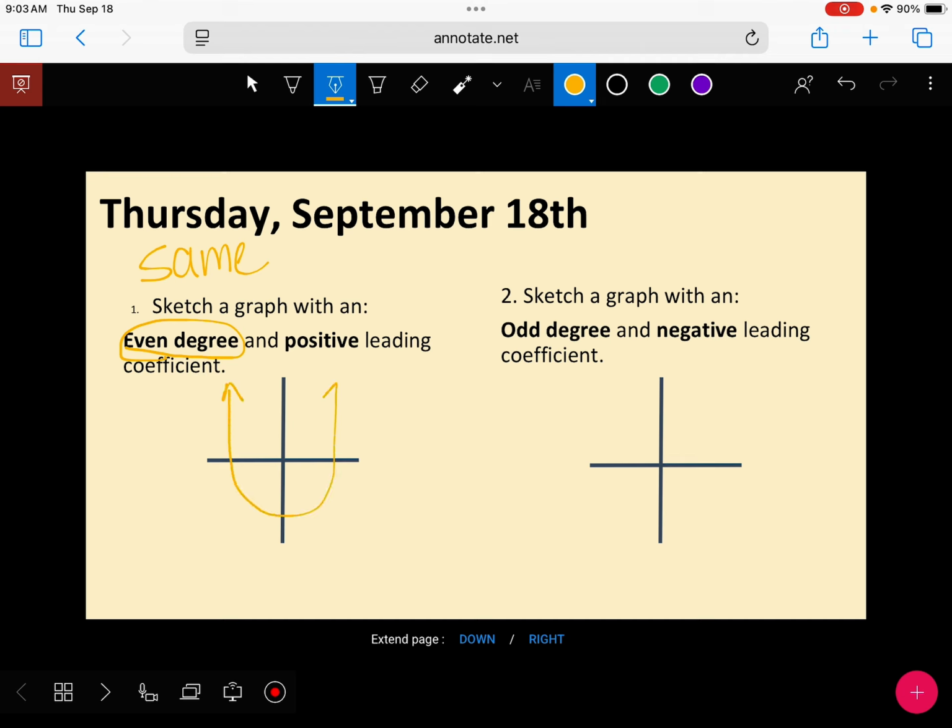You can make one little U-turn. You can do a whole lot of little U-turns. You can make whatever kind of graph you want to make, as long as at the end they both have arrows pointing up.